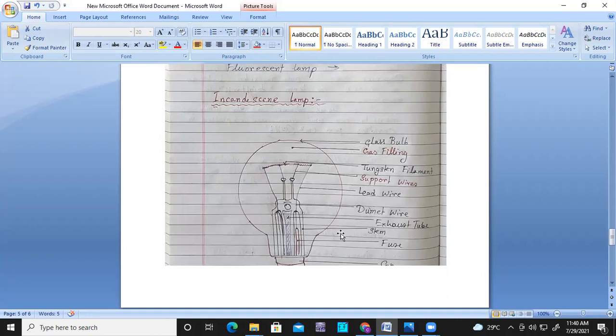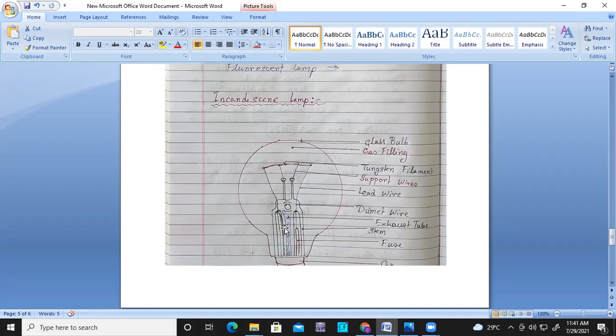Look, this incandescent lamp you have seen in your room, and everywhere you can find this type of lamp. Okay, so it is made of glass, and within this glass there is a tungsten filament. This tungsten filament is held by a support wire, and this filament is provided power by the lead wire, and all these wires are held in this stand. This is called the stem.